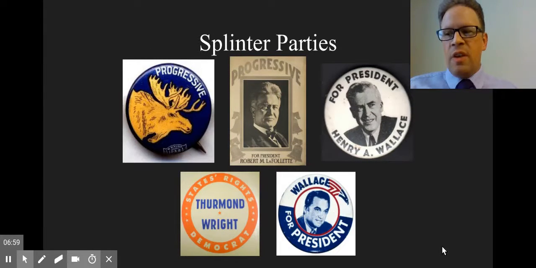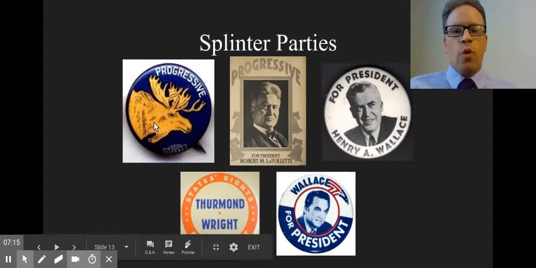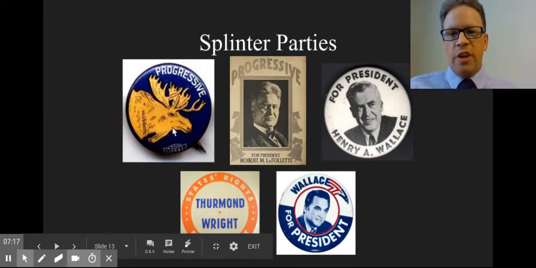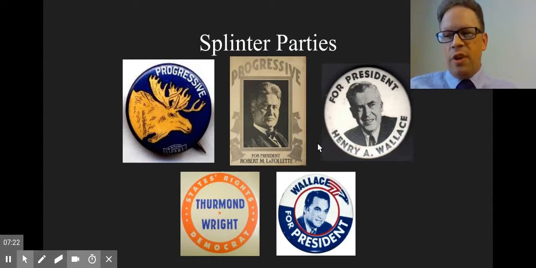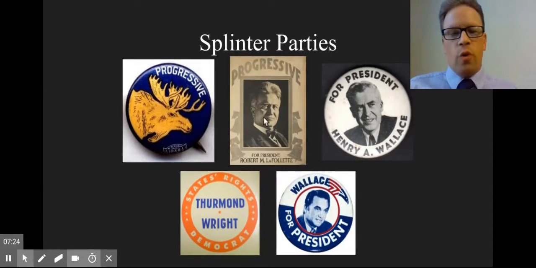Splinter parties. These split away from one of the major political parties and are often formed around a strong personality. So these tend to be the most important type of minor parties in American politics. So you probably have heard of the Theodore Roosevelt Progressive Party or the Bull Moose Party in 1912. Robert La Follette's Progressive Party, 1924.